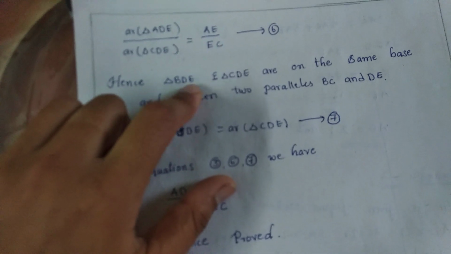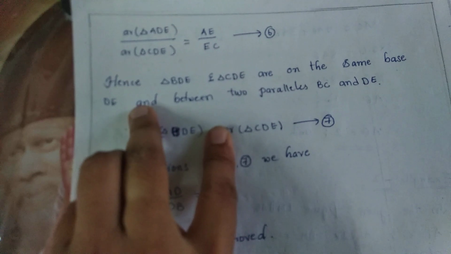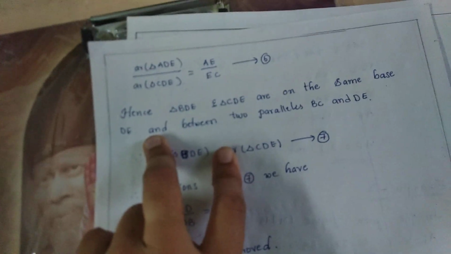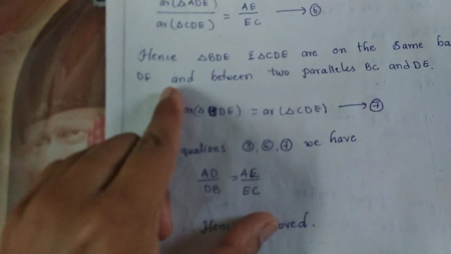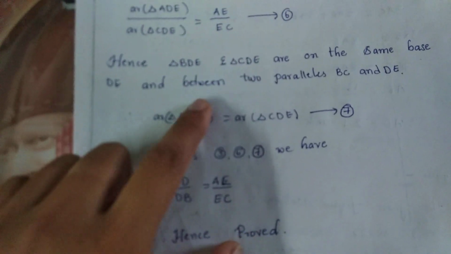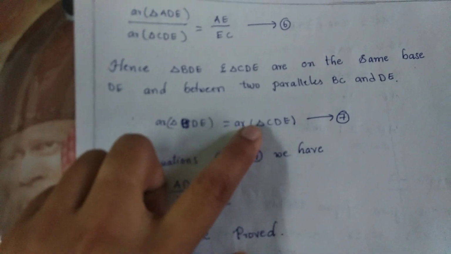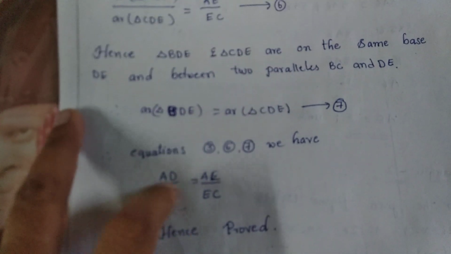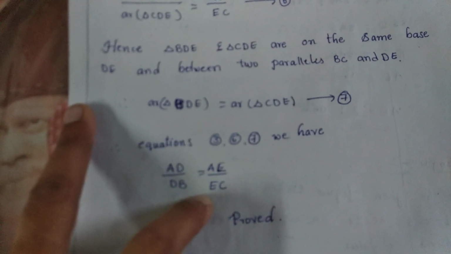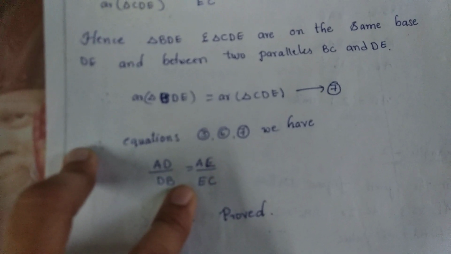Hence triangle BDE and triangle CDE are on the same base DE. Look at the figure. DE is the base, and between the two parallel lines BC and DE, area of triangle BDE equals area of triangle CDE, equation number 7. So from equations 3, 6 and 7 we have AD by DB equals AE by EC. Hence proved.